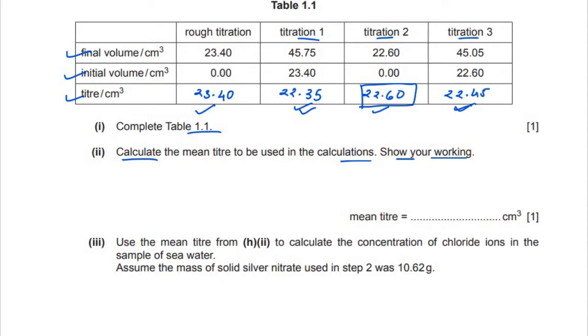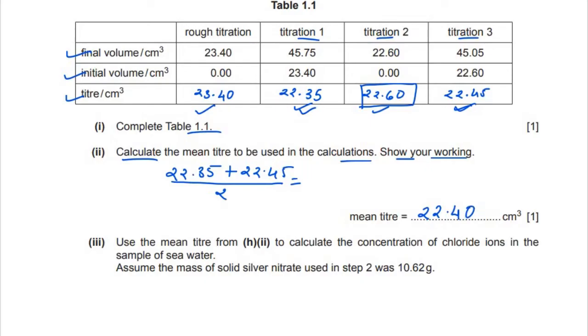The titration readings which are much different or far off from 0.1 difference are not considered generally. So here we are going to use only titer 1, that is 22.35, and titer 3, that is 22.45, for our mean calculation only. So this is how we are going to calculate the mean, and the answer for this is obviously 22.40 centimeter cube.